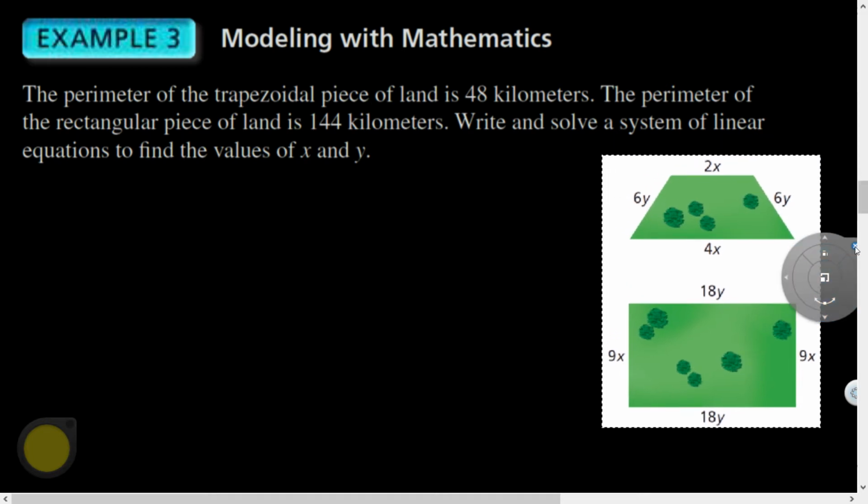Okay, here we are. So, it says the perimeter of the trapezoidal, that's a good word, piece of land is 48 kilometers. The perimeter of the rectangular piece of land is 144. Write and solve a system of linear equations to find the values of x and y.